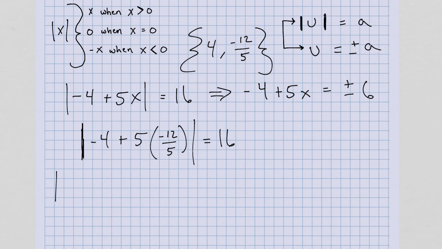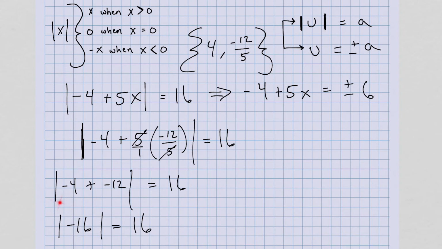Okay, so we have the absolute value of negative 4 plus... Now, this 5 and this 5 cancel out. Essentially what you're doing is multiplying two fractions together. So this and this cancel out, and you get negative 4 plus negative 12. That gives us an absolute value of negative 16 equals 16.